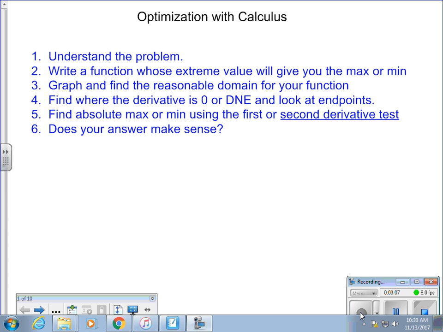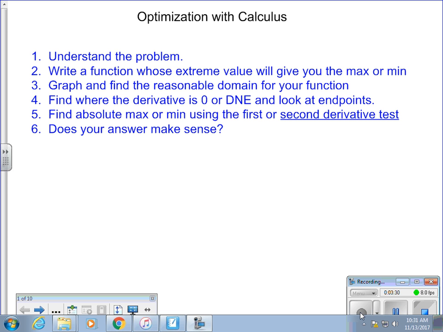Okay. Graph and find the reasonable domain. Okay, we'll do it other ways. You'll have to find, if you're working for a volume, what's the maximum volume, what's the minimum volume you can have. Somewhere within that range is where our answer is going to be. Find where the derivative is equal to 0 or does not exist, and look at the endpoints. Endpoints may be important on this.